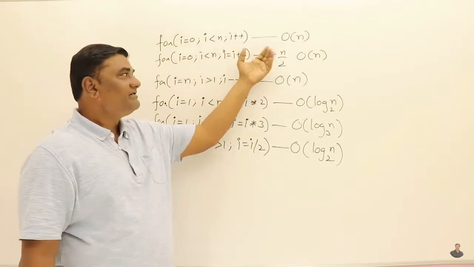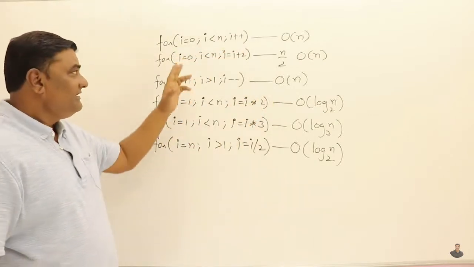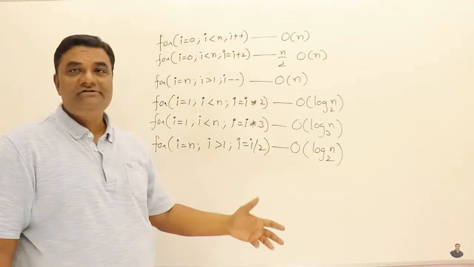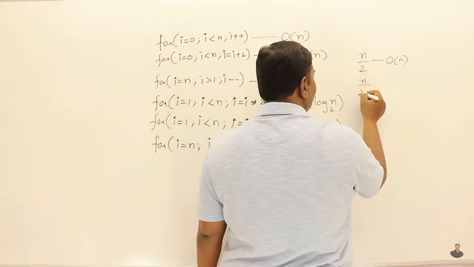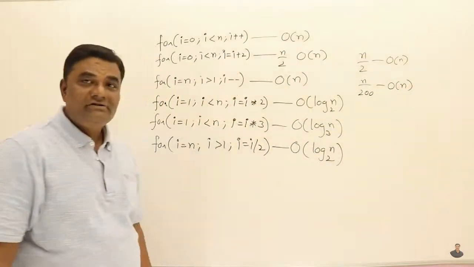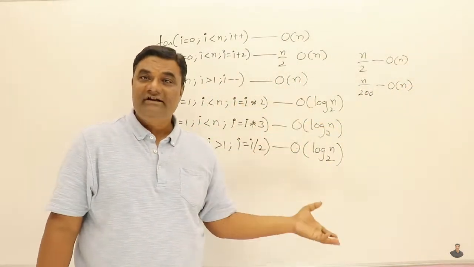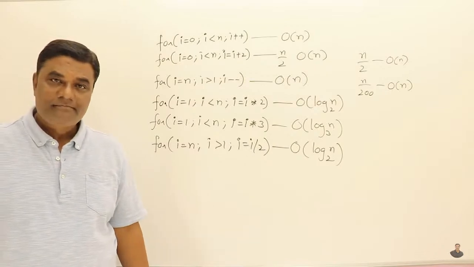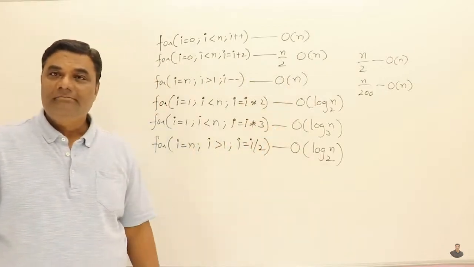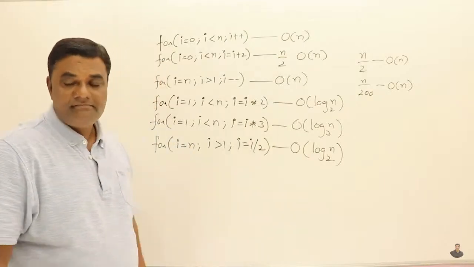If a loop is incrementing, that is n, or decrementing, it is n. Whether it is incrementing by 1 or 2 or even 10 or even 100, it's order of n only. N by 2 is also order of n, n by 200 is also order of n. Because we are writing the degree of the polynomial, the variable n is used there, so it's order of n. If n square by 2, then we say n square. Right? So this is a summary of the time complexity we have seen.